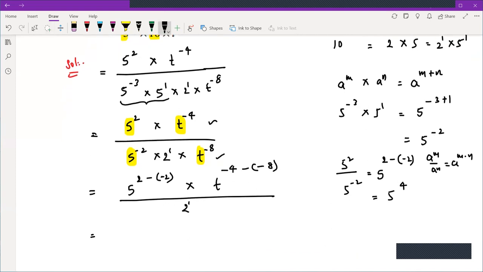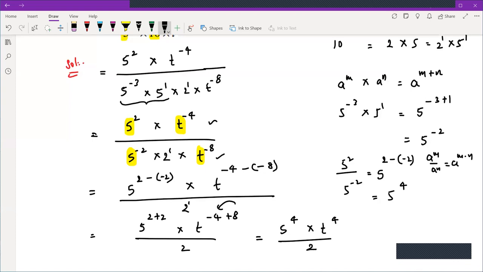Then the result is 5 to the power of 2 plus 2, which is 4, into t to the power of... or you can write one more step if you want. This is 2 plus 2, and t to the power of minus 4 plus 8 whole divided by 2. Then we get the result 5 to the power of 2 plus 2 is 4, into t to the power of plus 8 minus 4, which is plus 4, whole divided by 2.